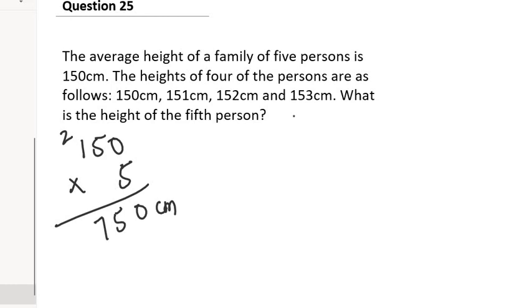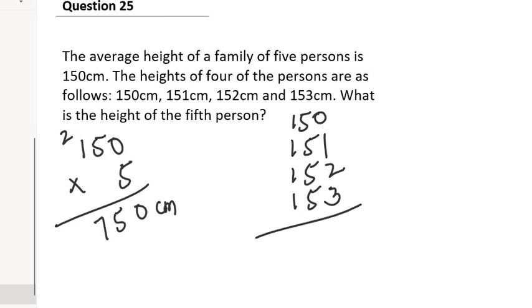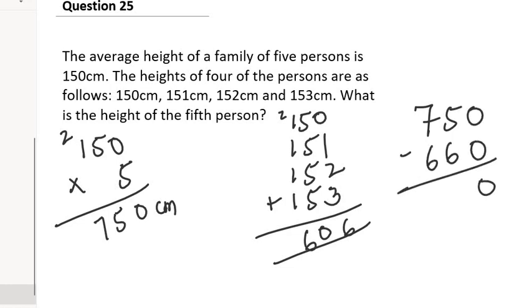4 of them, their heights are 150, 151, 152, and 153. Let's sum this up for 4 of them. We have 6, then 1, 2, 3, 4, this is 20, 0 carry 2. 2, 3, 4, 5, 6, 606. Alright, to get the height of the 5th person, you subtract 606 from the total height. Total height is 750 minus 606. 0, borrow 1 from here, put it here. 15 minus 6, 9. So the height of the last person is 90 centimeters.